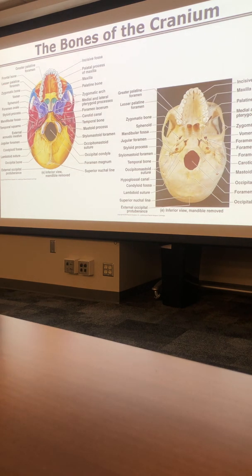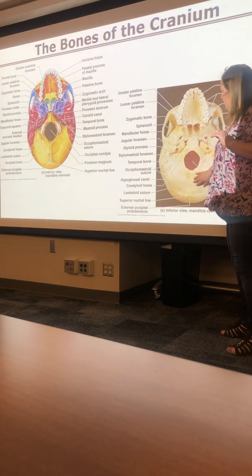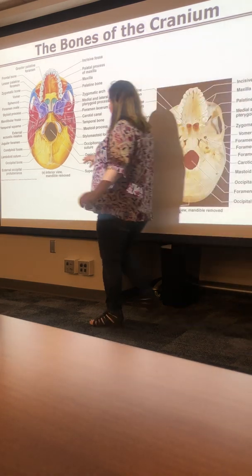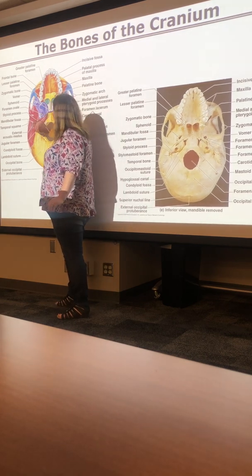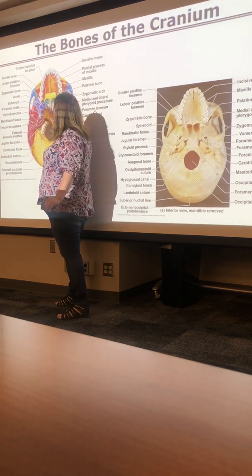This is showing you an inferior view. From this inferior view, you can see the number of the bones that are making up sort of the base of the skull, and you can see things like the occipital bone in this position here. You can see the occipital bone here. You're also going to see the temporal bones in this position here, and the sphenoid bone here.